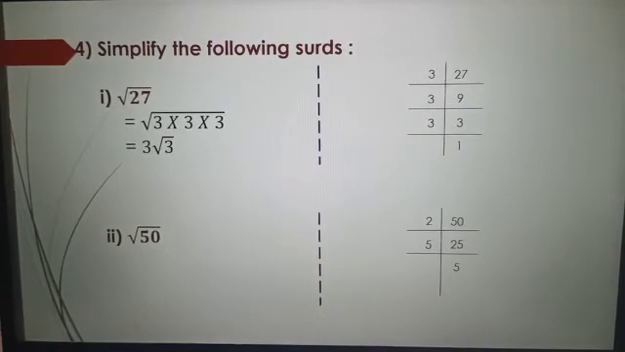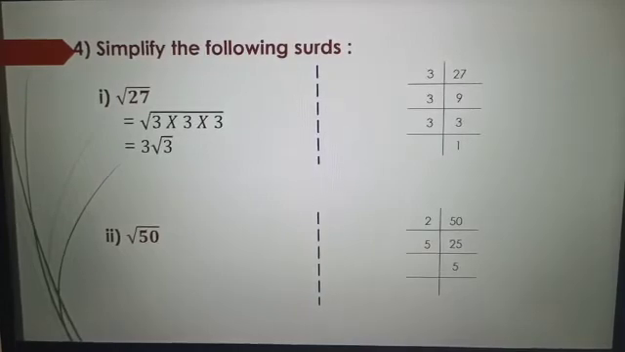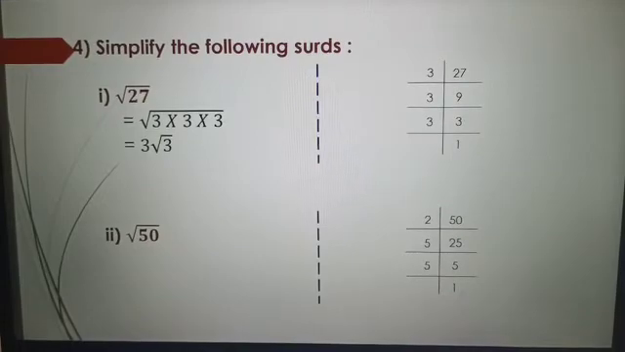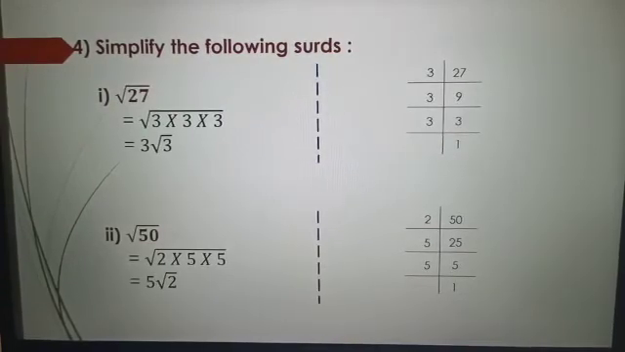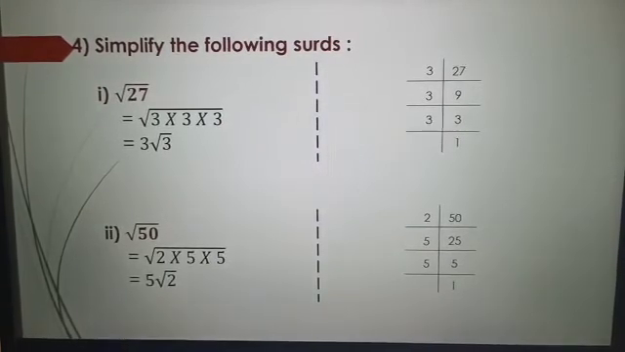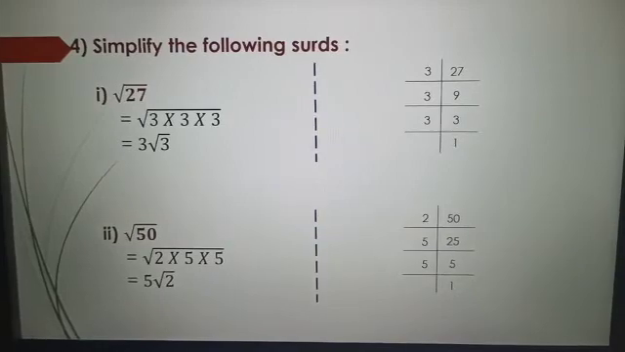5 is a prime number. So write 5 outside. How many times 5 in 5? 1 time. So write these numbers inside the radical sign. That is square root of 2 into 5 into 5. So see here, 2 5s are there, so we have to take 1 5 outside. So 5 square root of 2.